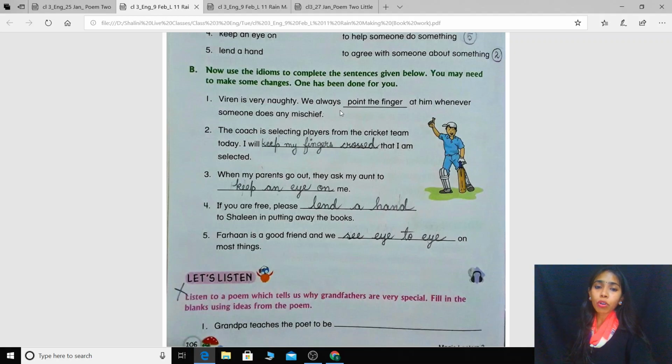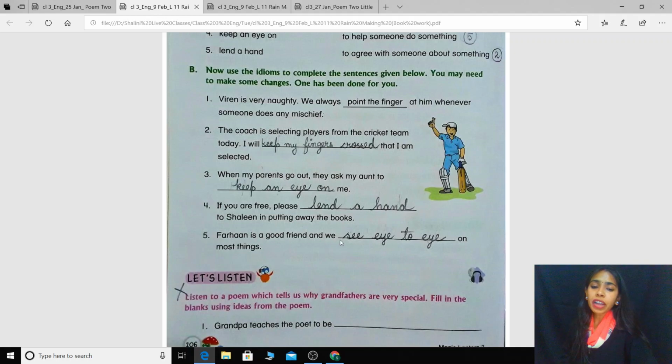He always points the finger at him whenever someone does any mischief. Our coach is selecting players from the cricket team today. I will keep my fingers crossed, wishing good luck. When my parents go out, they ask my aunt to keep an eye on me, to take care of, right? If you are free, please lend me a hand, means to help someone.